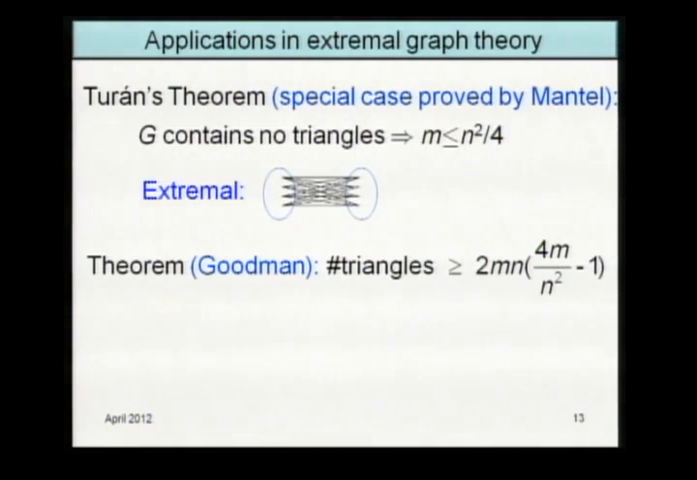There is a stronger theorem here which says that let's not just talk about whether there is a triangle or not, but let's estimate the number of triangles. And it gives a formula for this. The point is that there is this 4m over n squared minus 1. Now, if m is less than n squared over 4, then that's negative, so the whole inequality is completely trivial. So it gives a negative lower bound. But once that number is larger than 1, the lower bound is positive, so the Mantel-Turán theorem follows.